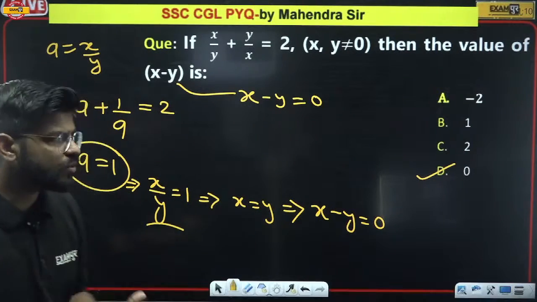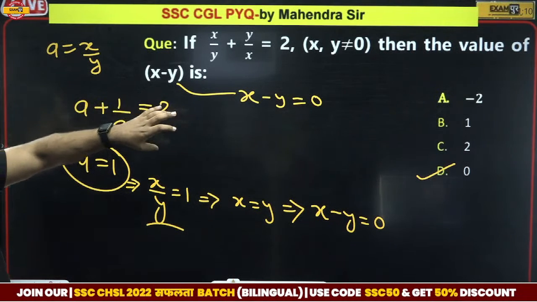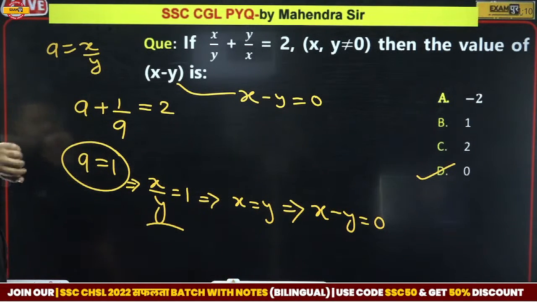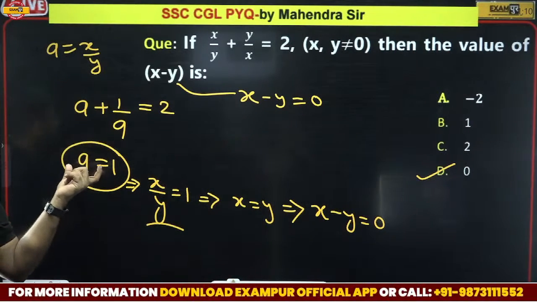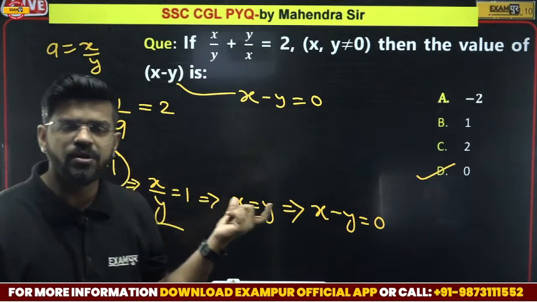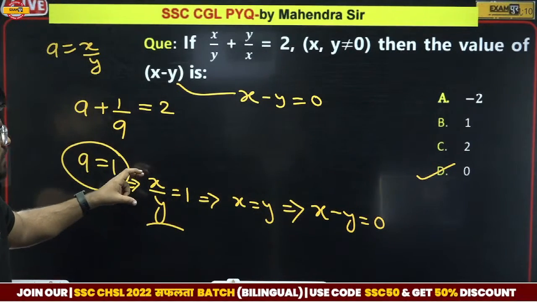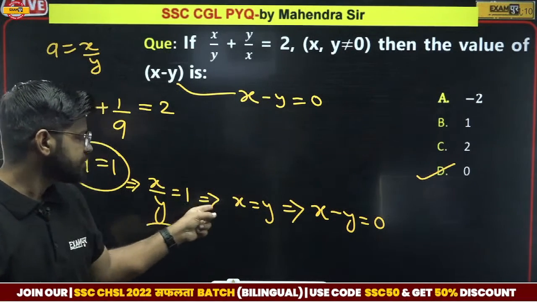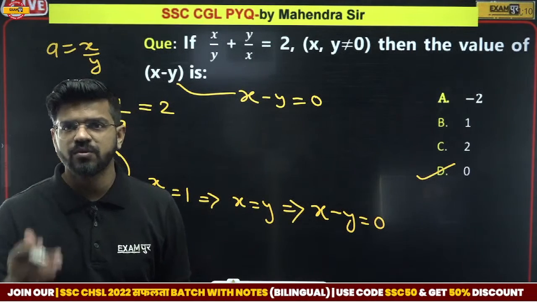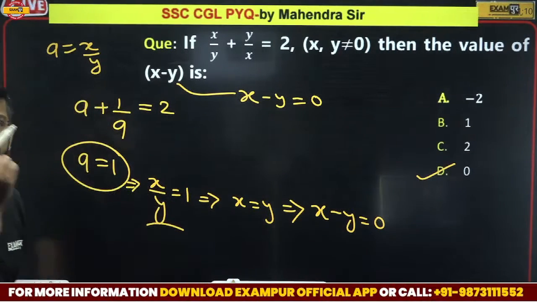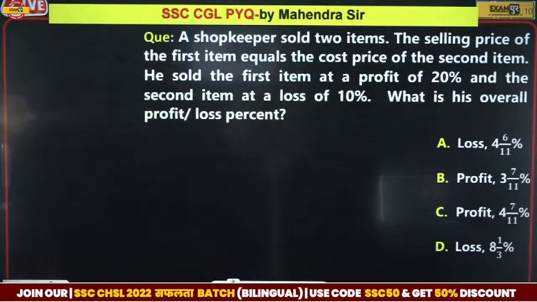So here you should know a condition. If a plus 1 upon a is equal to 2, then a is equal to 1. And what we have let a be is x by y. So x is equal to y. Just take the y here and you will get x minus y is equal to 0. Is it clear to everyone? So option number D is my answer.